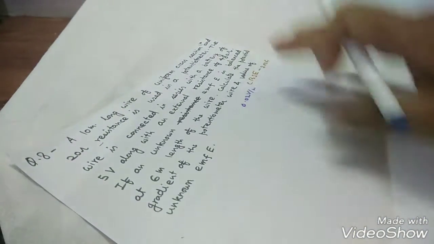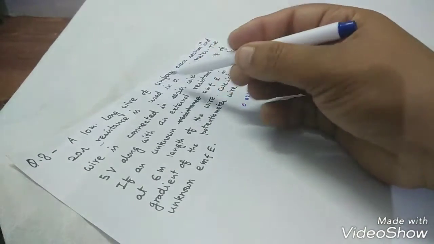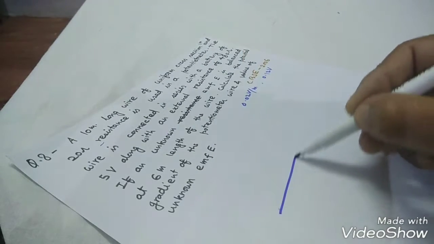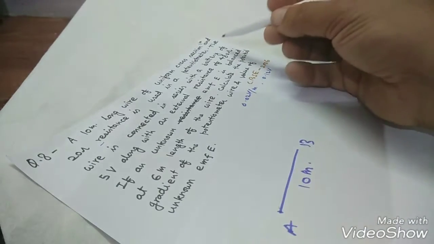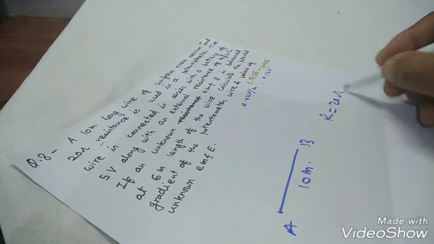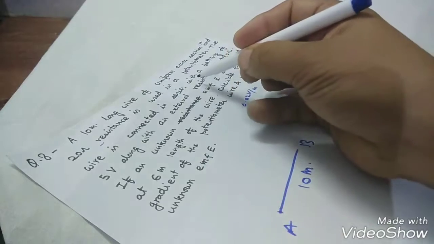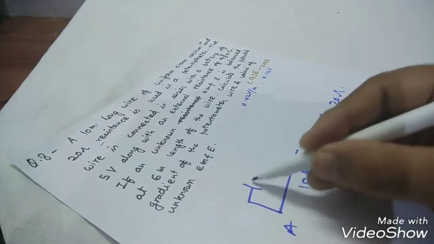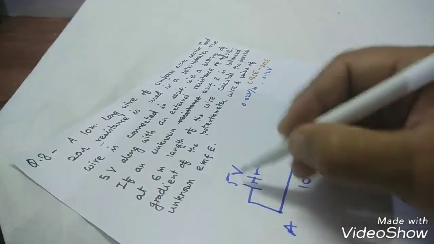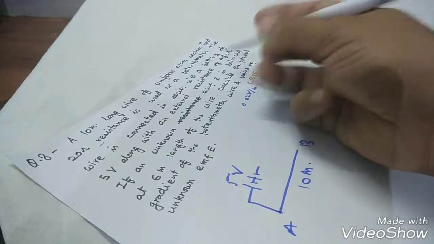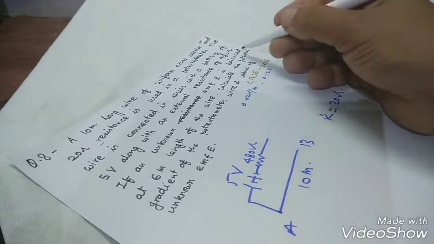How to solve this question? Let us try to draw the circuit diagram. A 10 meter long wire of uniform cross section, that is potentiometer wire AB, has its length 10 meter and its resistance is given as 20 ohm. The wire is connected in series with a battery. This is the battery of 5 volt, along with an external resistance of 480 ohm. This 480 ohm is the external resistance shown.